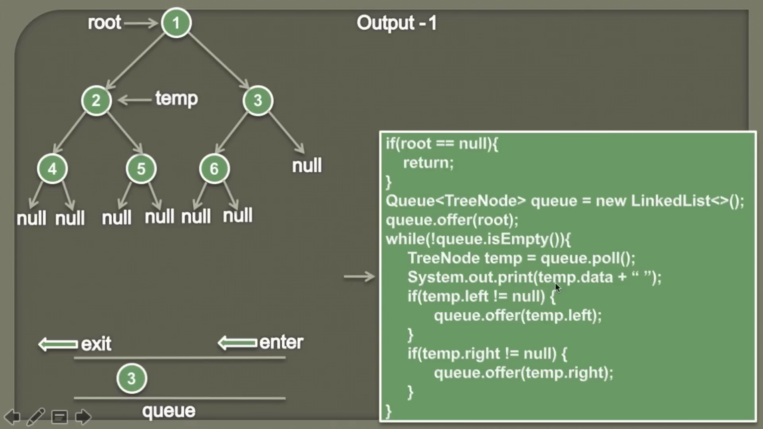And then we will simply print the data associated with the temporary node, which is nothing but the 2. So 2 will be printed on the console. Moving ahead. And when we are visiting the node 2 of any particular level, then we have to add its left and right element on the queue.